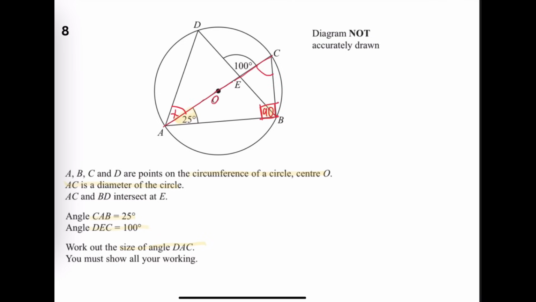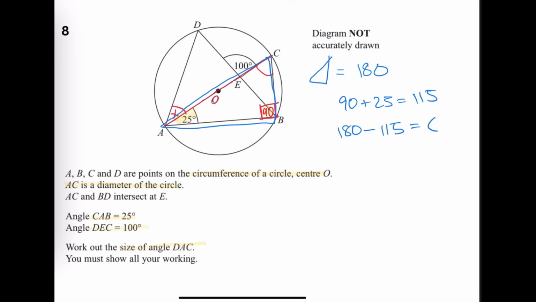Because we know what this is, and what this is, we can easily find out what ACB is. And this is because we're going to take it as a big triangle. So we're going to take it as this triangle over here. Because we know that all the angles in a triangle add up to 180, so if you just do 90 plus 25, which is 115, then 180 minus 115, we know that it is 65. So we know that this angle over here is 65 degrees.